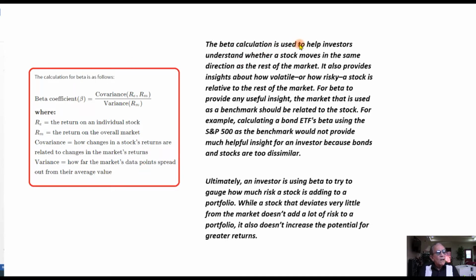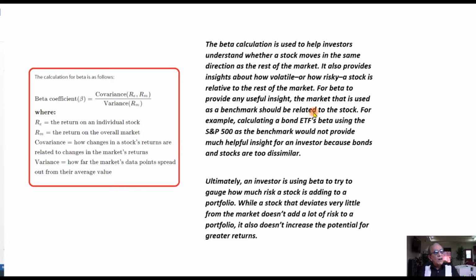The beta calculation is used to help investors understand whether a stock moves in the same direction as the rest of the market. It also provides insight about how volatile or how risky a stock is relative to the rest of the market. We're going to cover volatility too, because volatility also applies to options, and that's where we're heading. So they kind of marry together in this topic.